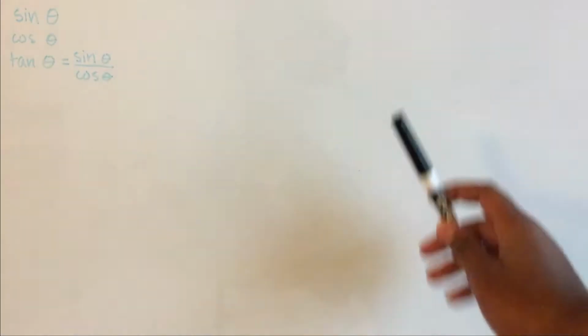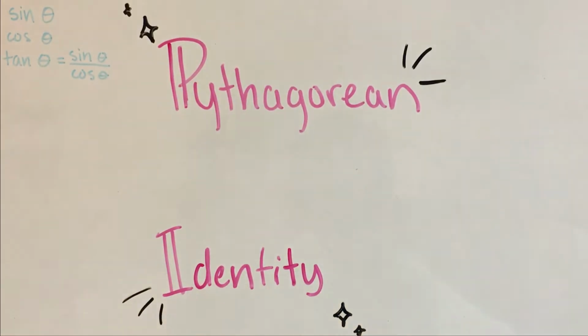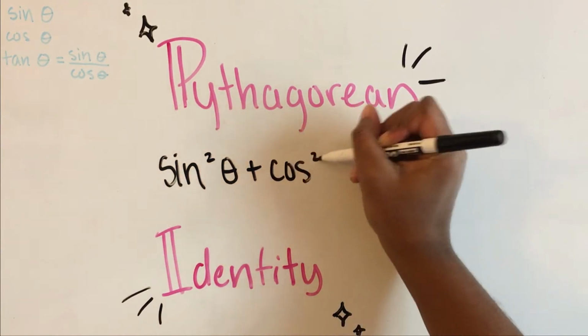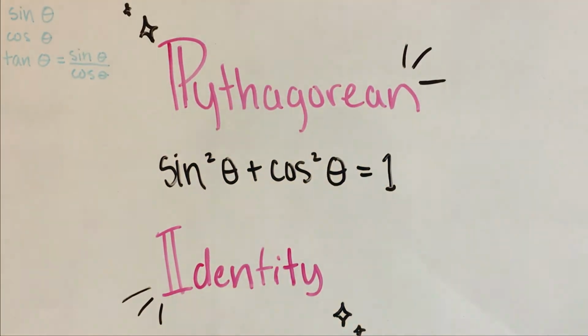One last thing we need to know is the Pythagorean identity, which states that sine squared theta plus cosine squared theta is equal to 1. For our purpose, don't worry about where it comes from. We just need to know that it's true.